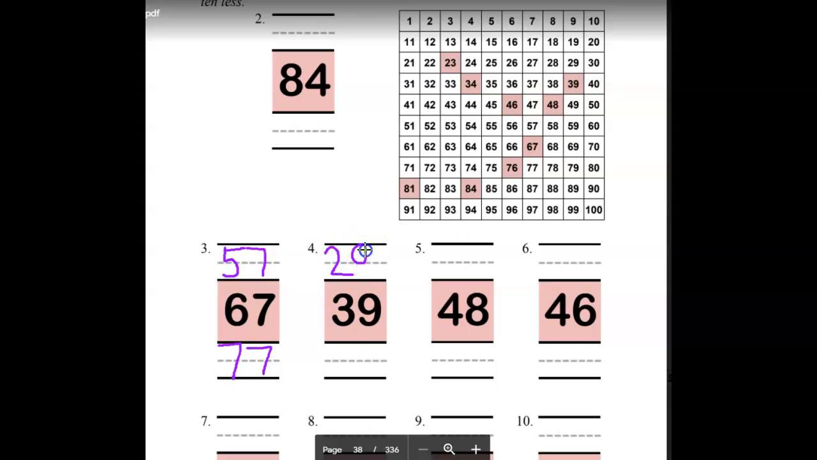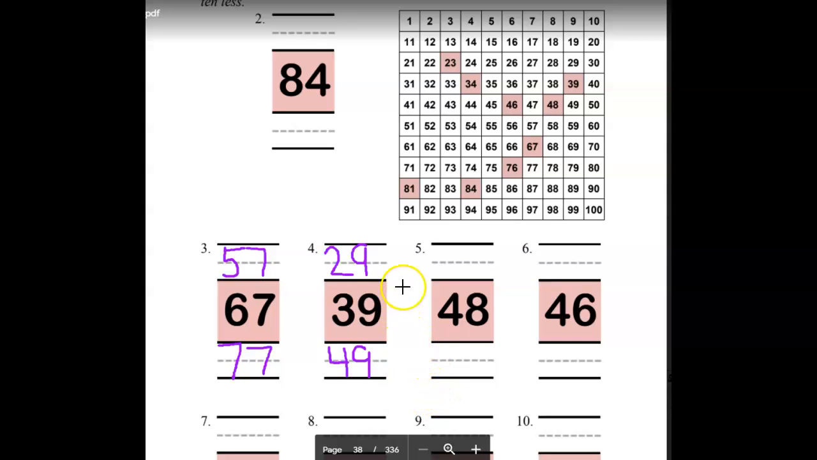29. 10 more is what number? What's right below it? Good, 49. Okay, is this what you wrote down? If you did, you are absolutely correct.